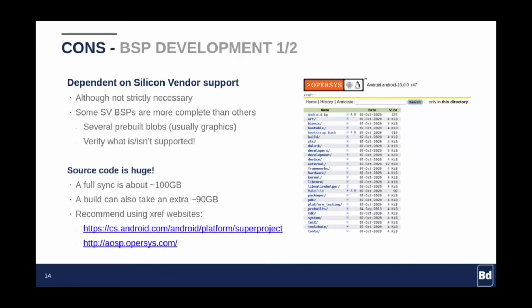Now, let's say your silicon vendor does provide an Android BSP. Many people are scared when they see the source code itself, because it's huge. It's about 100 gig of data. It has hundreds of projects, and so people get lost in that source code. So that's also a bit of a roadblock for some people.